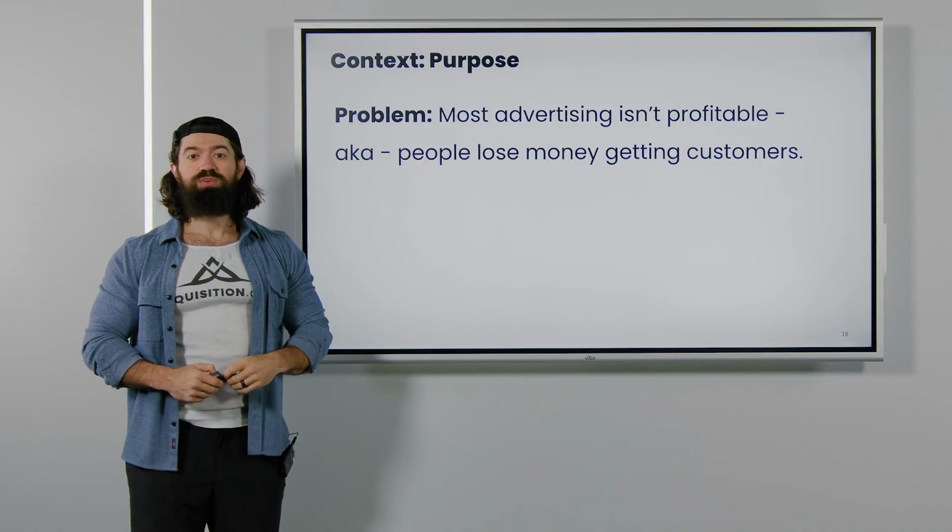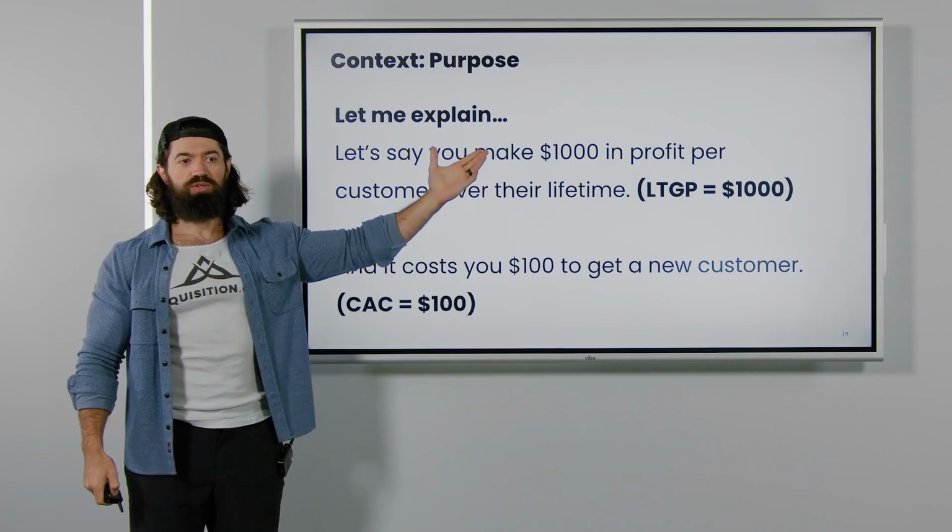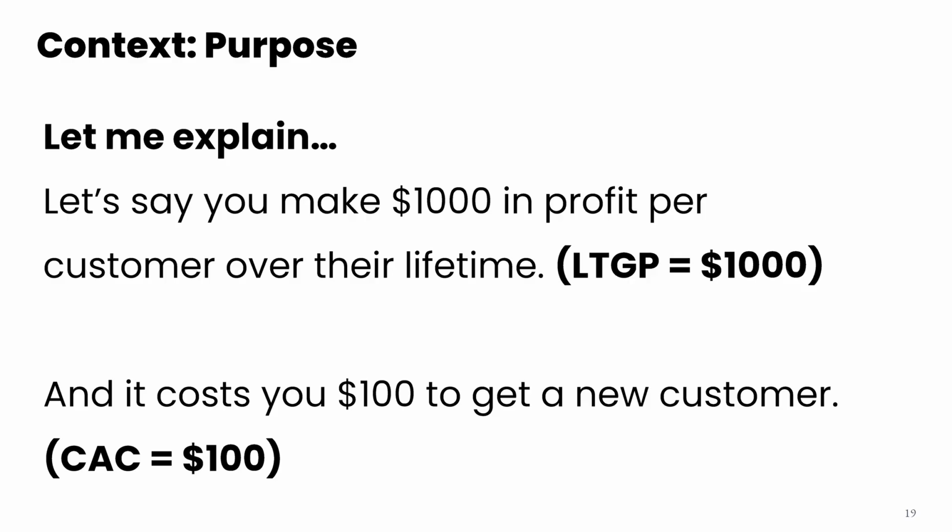So here's the problem this book solves. Most advertising isn't profitable, AKA people lose money getting customers. Let me explain how this works. Let's say you make $1,000 in profit per customer over the lifetime. So this would be a lifetime gross profit of $1,000. And it costs you $100 to get a customer. That's CAC, cost to acquire a customer.